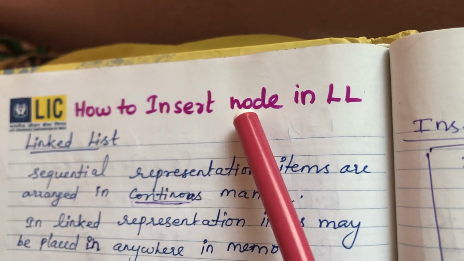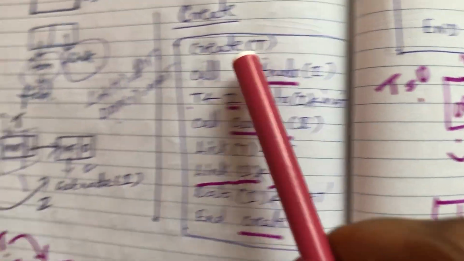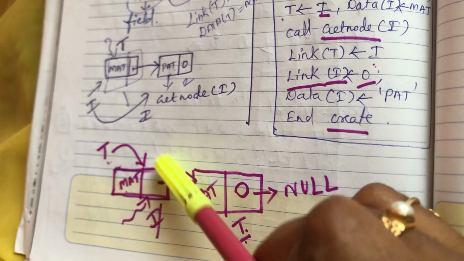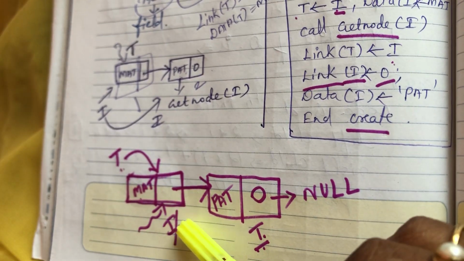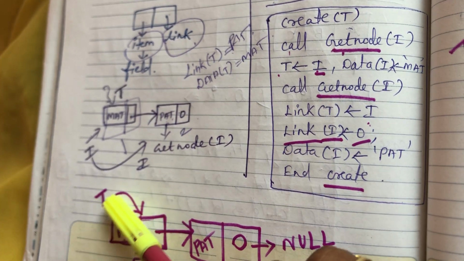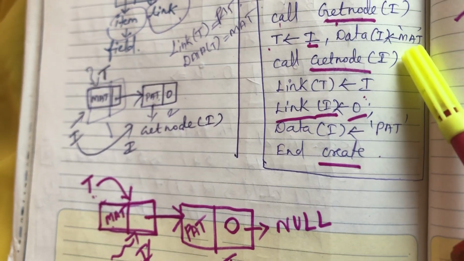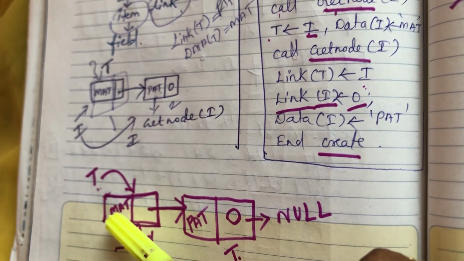How to insert a node, then create a node and delete a node. First one is how to create t, just creating t. Then call getnode of I. Calling getnode of I means one node will be displayed. Then t is representing I, the node is given to t, so t points to I. Then data of I equals mat. This is the I node, data of I representing mat.